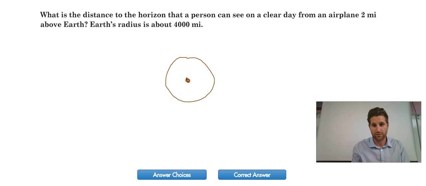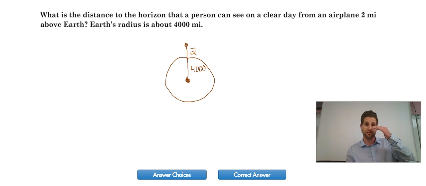And what we're going to do is shoot straight up here, and that's the radius, and that's 4,000 miles, the radius of our Earth. And then we're going to go an additional 2 miles up to our airplane. Okay, so there's our airplane in the sky, and that's 2 miles there. And we're saying, what is the distance to the horizon that a person can see?